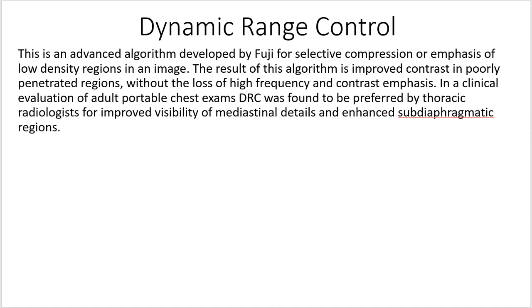Dynamic range control. This is an advanced algorithm developed by Fuji for selective compression or emphasis of low-density regions in an image. The result of this algorithm is improved contrast in poorly penetrated regions without the loss of high frequency and contrast emphasis. In a clinical evaluation of adult portable chest exams, DRC was found to be preferred by thoracic radiologists for improved visibility of mediastinal details and enhanced subdiaphragmatic regions. In other words, it makes the contrast really pop out in a high contrast chest x-ray, and the doctors like it. So that's why they use dynamic range control.